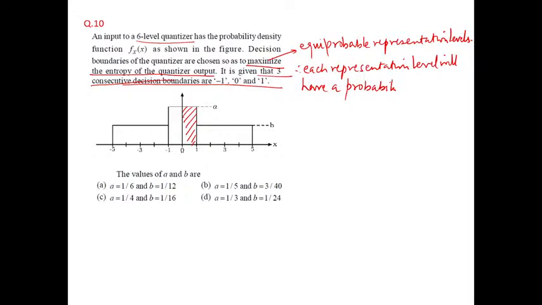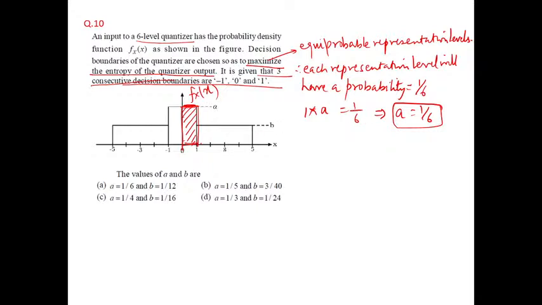By 6. So the area under this curve, the area under the PDF curve between 0 and 1, will be equal to 1 by 6. So what will be the area? Now the span is 1, the height is A, so the area is 1 into A, and this must be equal to 1 by 6, so this is A.